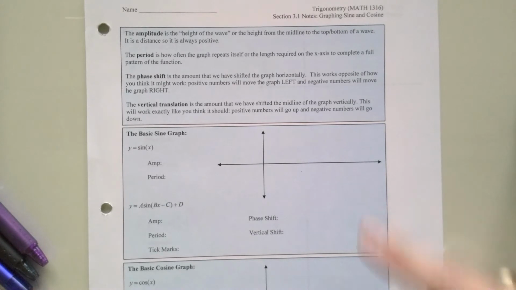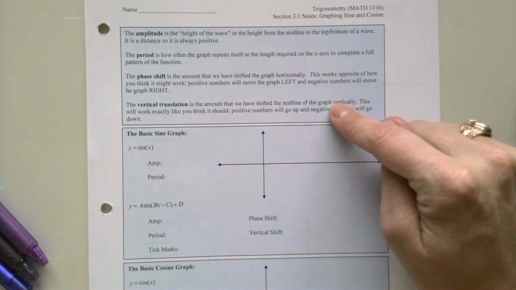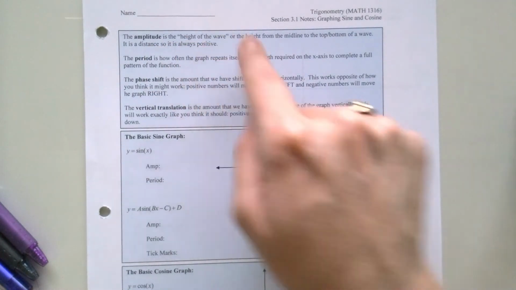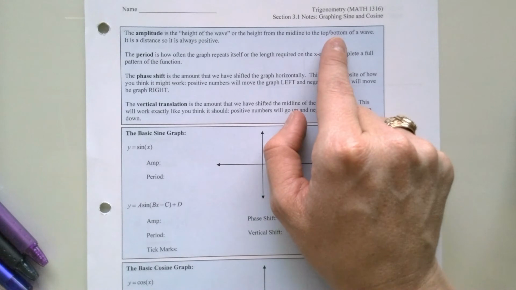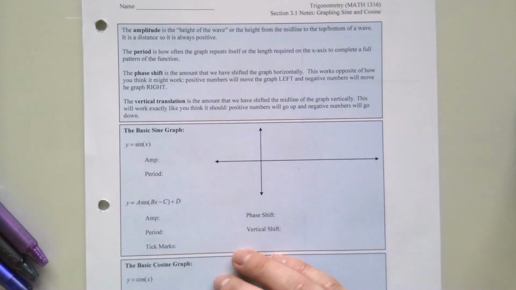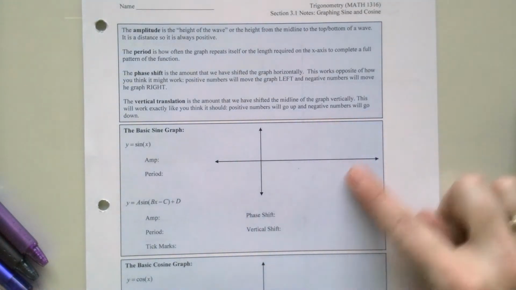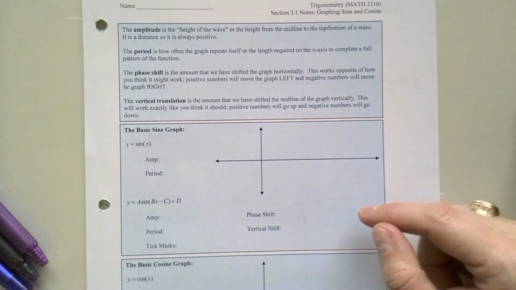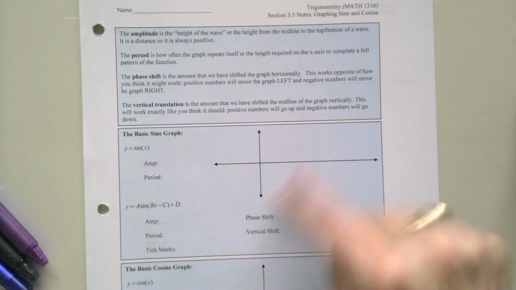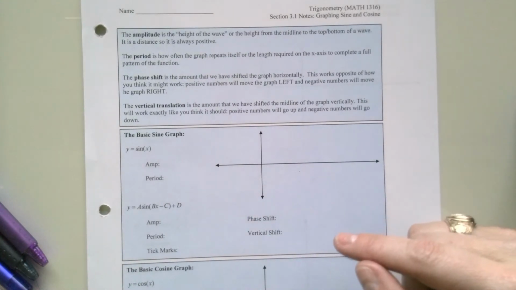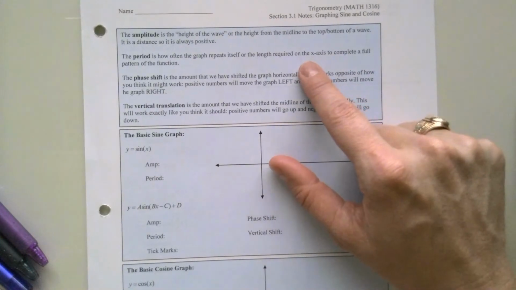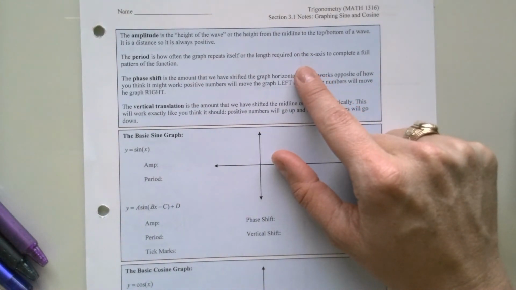So before we get into them, we need to know these four things. The amplitude is the height of the wave, or the height from the midline to the top of the wave. So it is a distance, it's always positive. Our sine and cosine graphs are going to be these wave functions that go back and forth and back and forth, and they repeat themselves because they repeat every time you go around the unit circle. So they're going to be these waves, and they're just going to keep repeating themselves. So the period is how often we repeat.